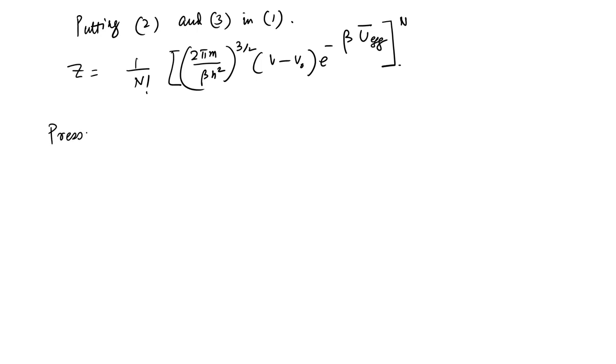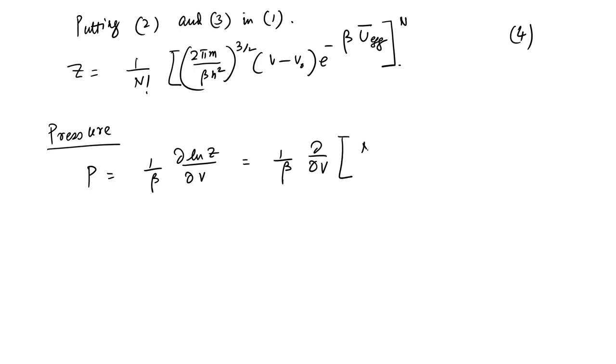Pressure is found from, so this, let's call this equation number 4. Pressure is obtained from the partition function by using 1 over beta del ln Z del V, which is nothing but the minus del F del V, and this is equal to 1 over beta del del V of this quantity, which is N ln (V minus V0) minus N beta U effective average. Okay, so they nicely factor out, and we get this thing as NkT.